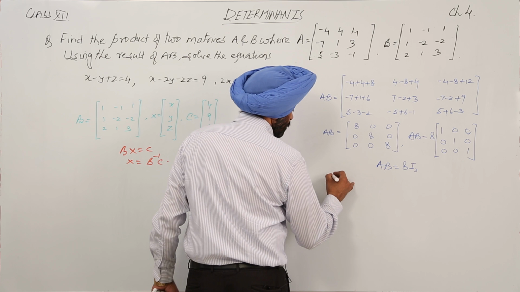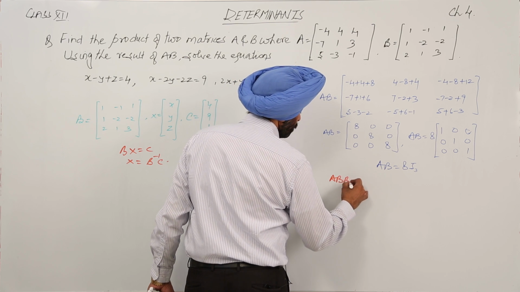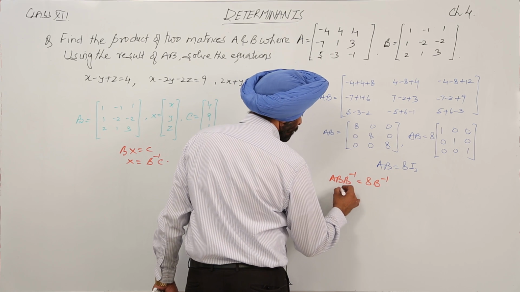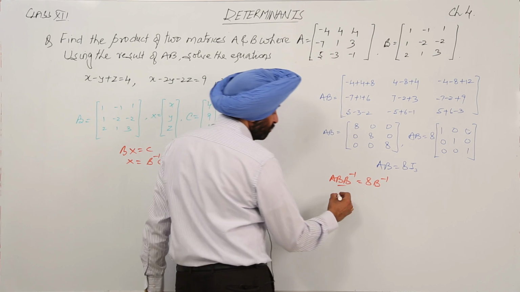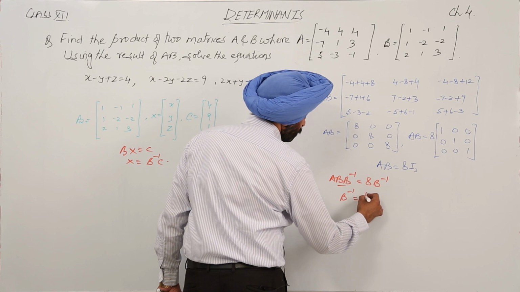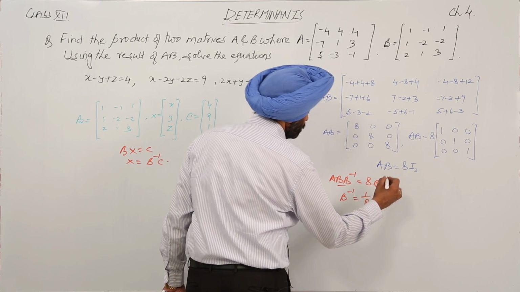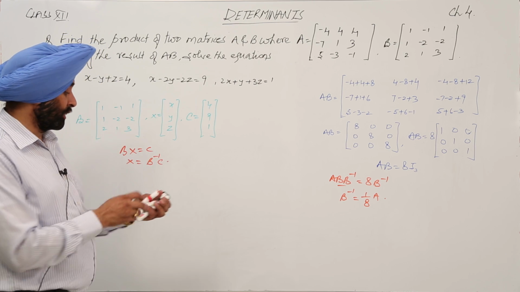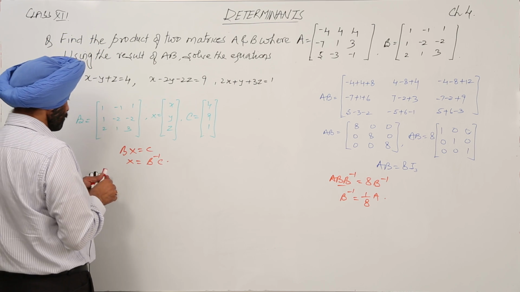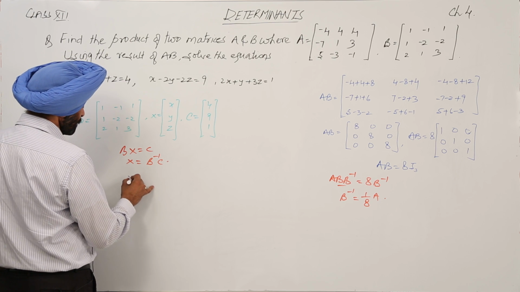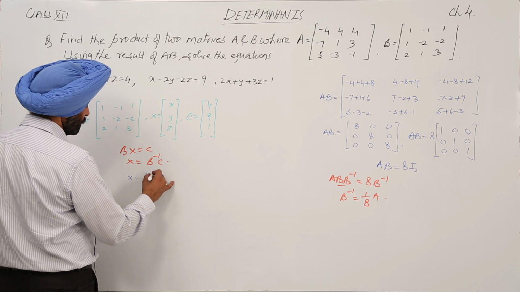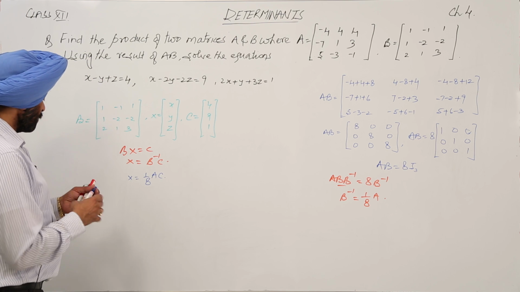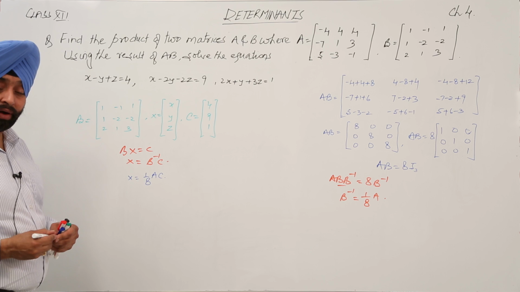Now AB, B inverse is equal to 8 B inverse. Now this becomes the identity matrix. B inverse is equal to 1 upon 8 with A. Now here in place of B inverse we have to put 1 upon 8 A. Now we are having x is equal to 1 upon 8 A with C. So now let's solve it for finding x.